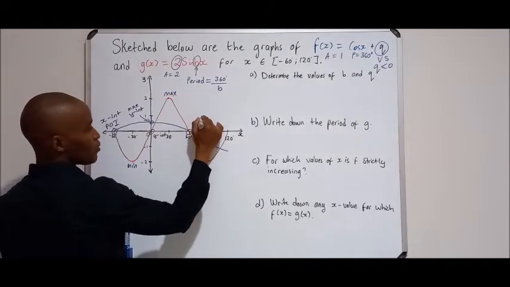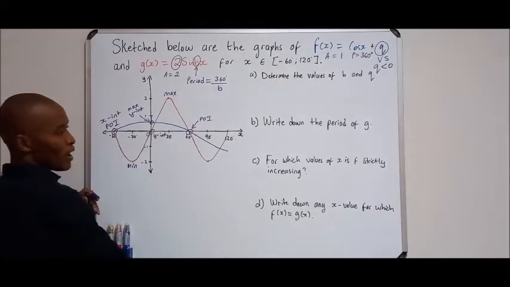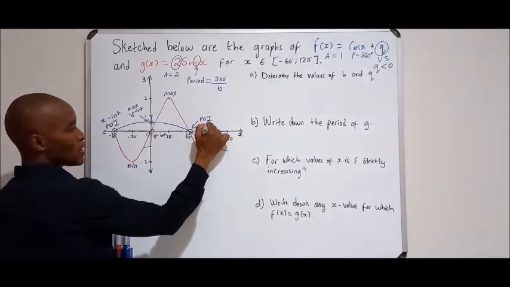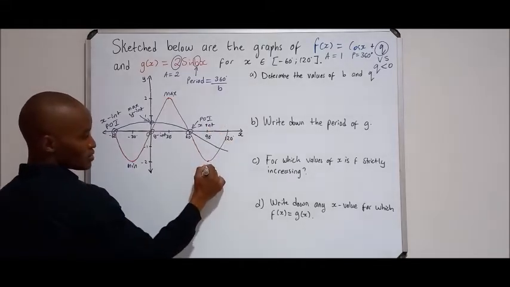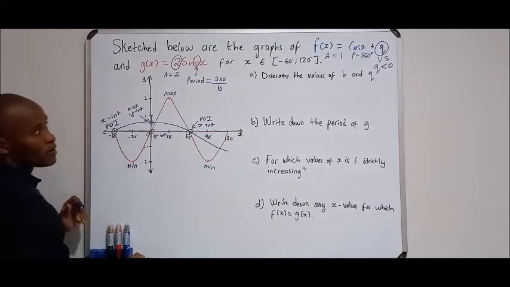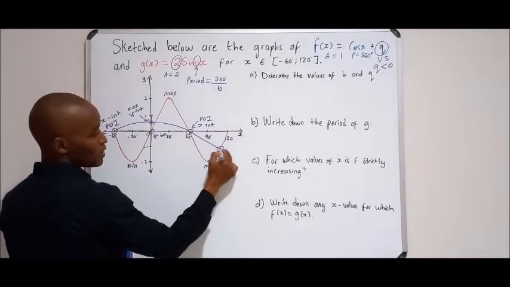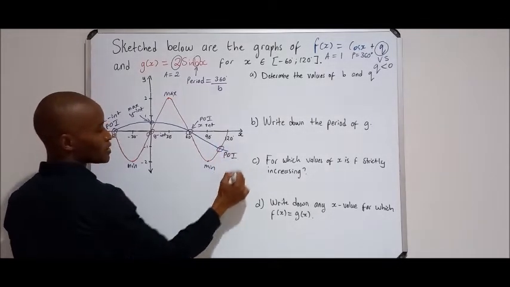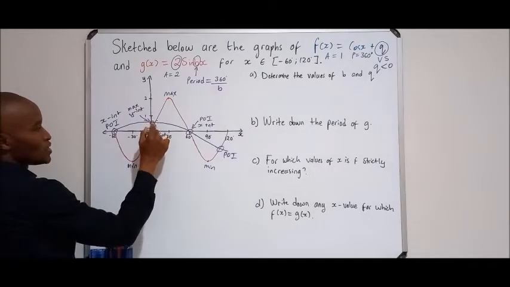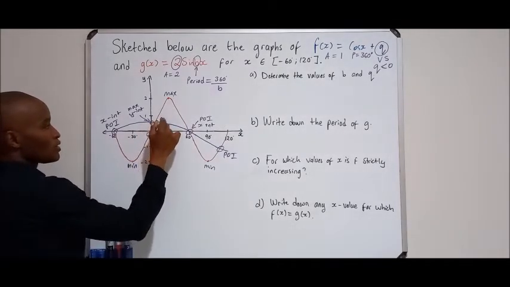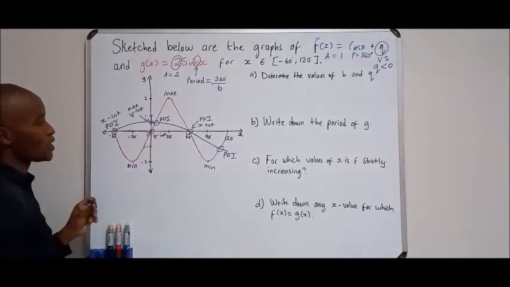That is a point of intersection, and it is also a what? X-intercept. Okay, what is this? This is a minimum of G, and what is that? This is a point of intersection. Okay, and we just missed this one. This is also a point of intersection.